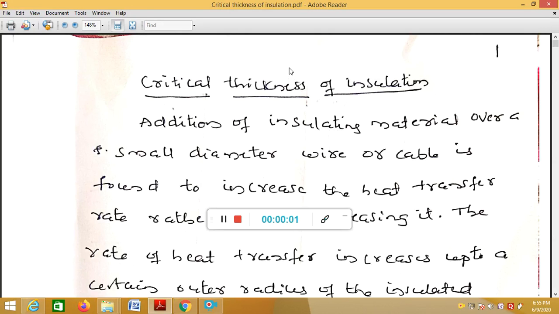Dear students, today we shall study about the critical thickness of insulation. What do you mean by critical thickness of insulation, and what are the applications or significance of critical thickness of insulation? So we all know that addition of insulating material on any surface will reduce the heat loss.